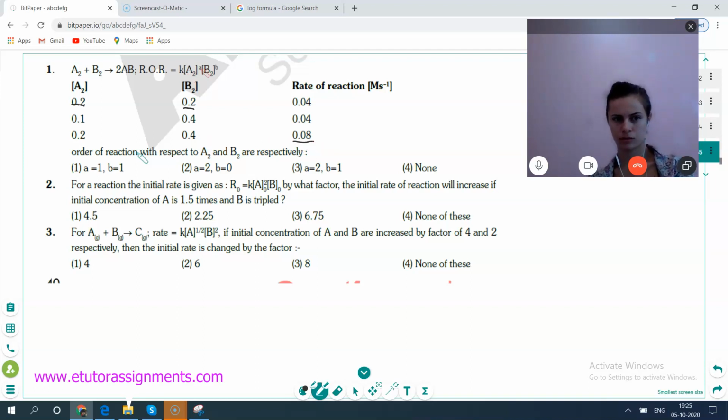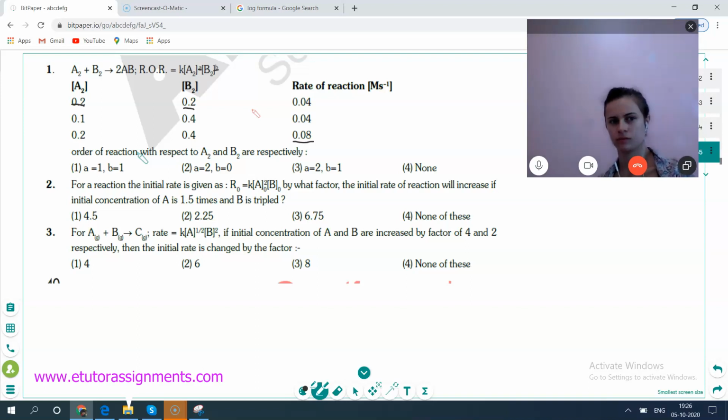So what are they asking? They're asking order of reaction with respect to A and B. Yes. They are asking the value of A and value of B. Means how many order of A it depends on and how many powers of B it depends on. And they have given the 3 cases. How many cases are given? 3. Then can you write the equation for each case? Please tell me yes or no.